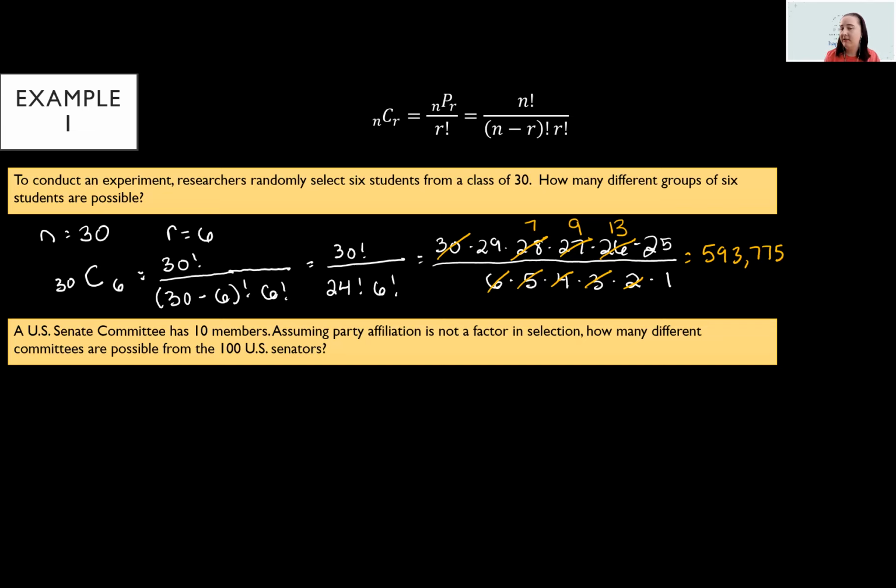But what I want to see is still the setup. If you want to know how much work you need to show, you need to at least show this step, and this step, where you've simplified it up to the factorial part, and then you can go to the answer from there.